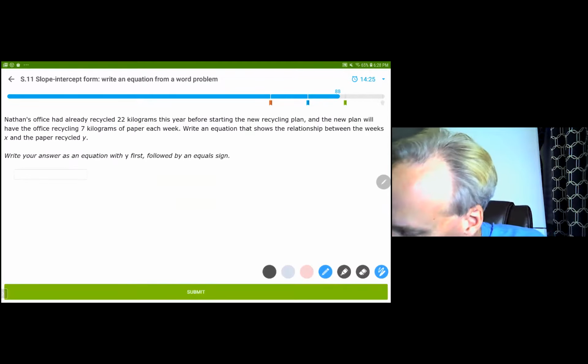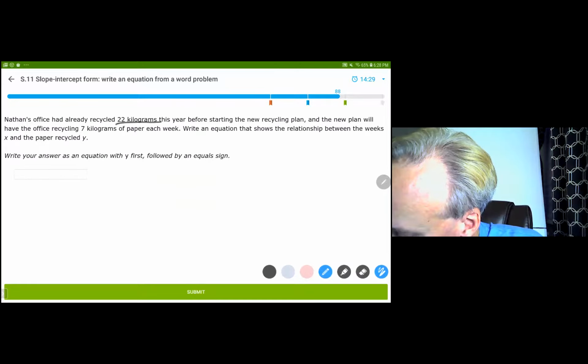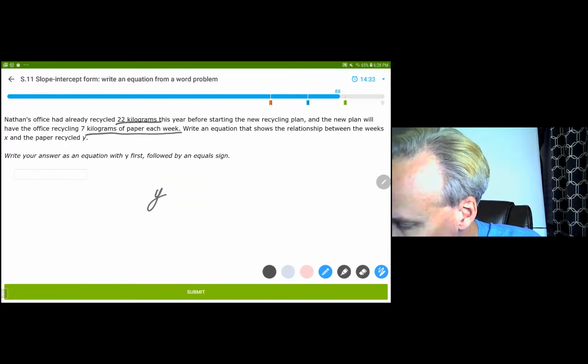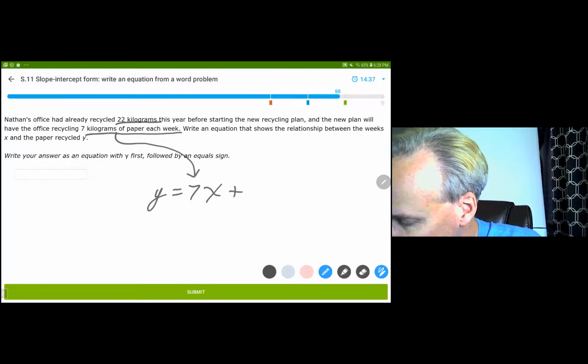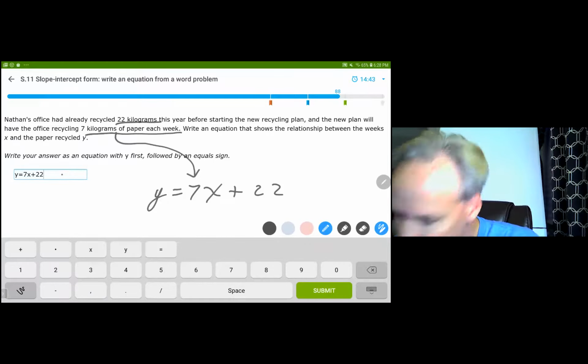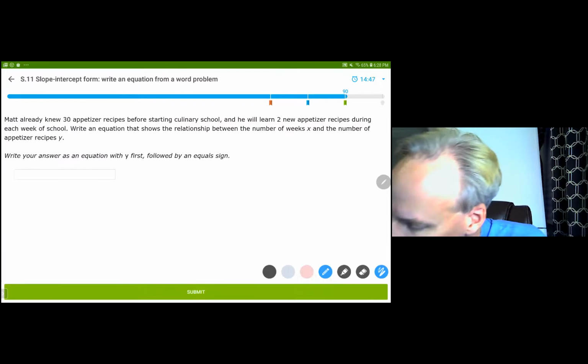And 22 kilograms before starting, and she's going to do 7 each week. So it's going to be y is equal to 7x, this is our slope, plus the original 22. And I'm going to try to move along here and get done.